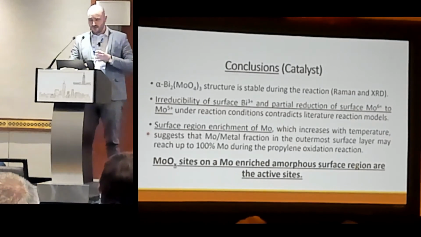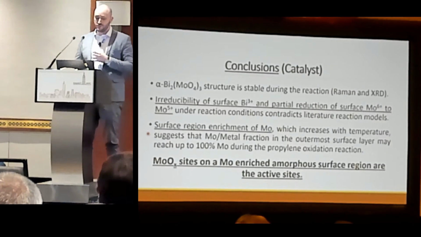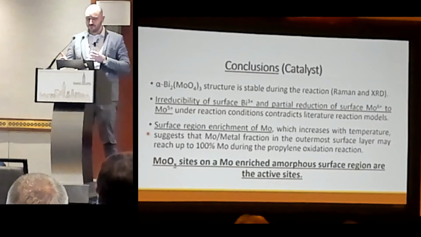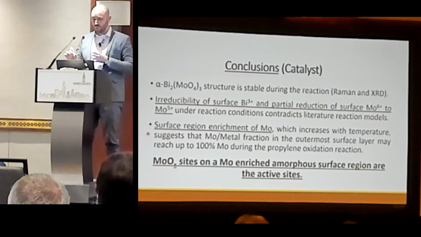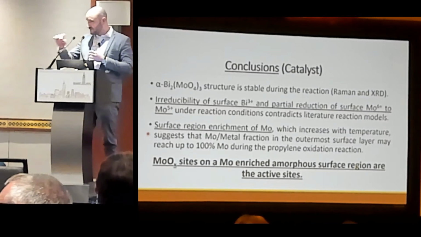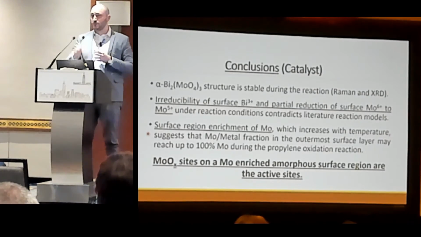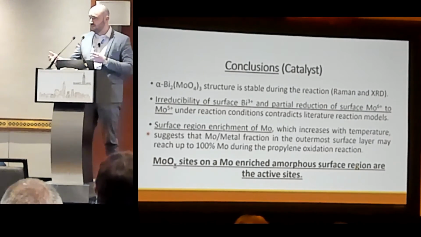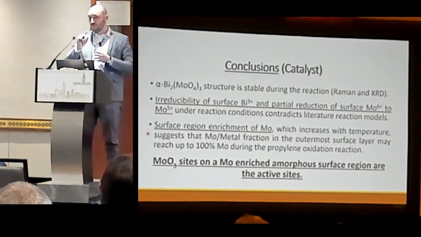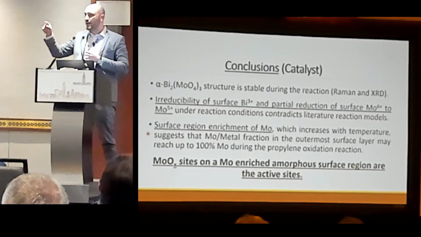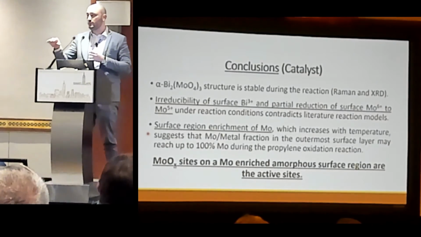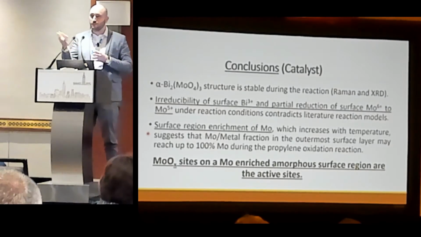Finally, using both the NAP-XPS and the LEIS, we can tell you the surface region is enriched in molybdenum. This increases with temperature, suggesting the molybdenum mole fraction in the outermost surface layer may reach up to 100%. We're close to 80% under the conditions we're looking at, which is after we did an anneal, reduced temperature, and went into ultra-high vacuum. But from the NAP-XPS, we see that under reaction conditions the molybdenum content goes up. So if we're seeing 80% under those conditions, in reality it could be closer to 100, hard to say.